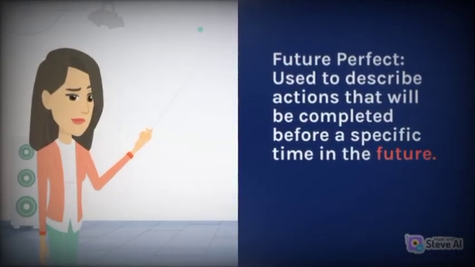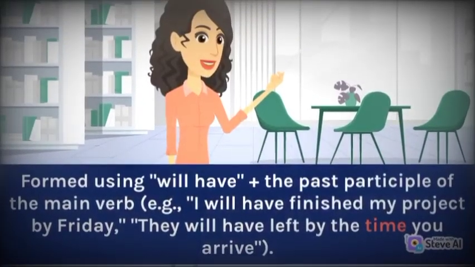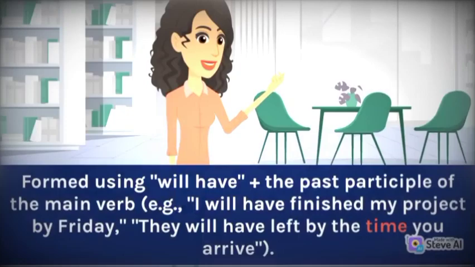Future perfect. Used to describe actions that will be completed before a specific time in the future. Formed using will have plus the past participle of the main verb. For example, I will have finished my project by Friday. They will have left by the time you arrive.